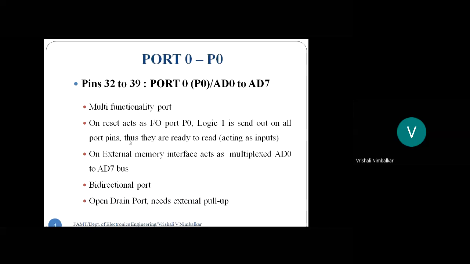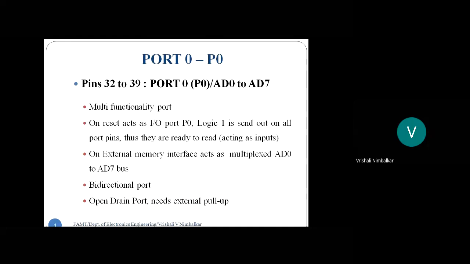Okay. Next, whenever an external memory is interfaced to the microcontroller, the same pins 32 to 39 start behaving as the address and data bus. So on an external memory connection, port 0 starts behaving as address and data bus. Now, this is also combined. We say AD0 to AD7, and that is called time multiplexing. The combination of AD0 to AD7 is called time multiplexing.